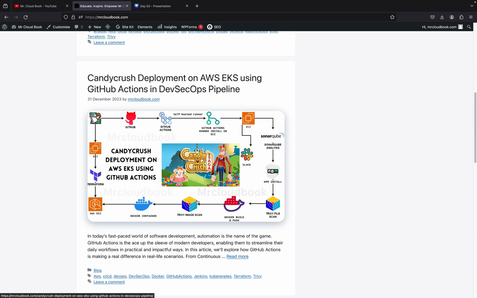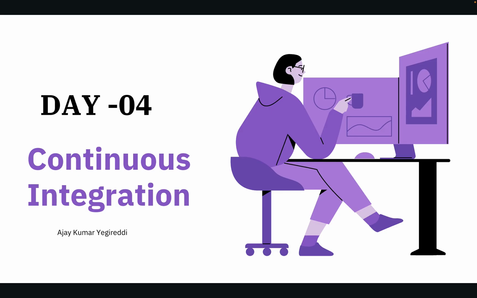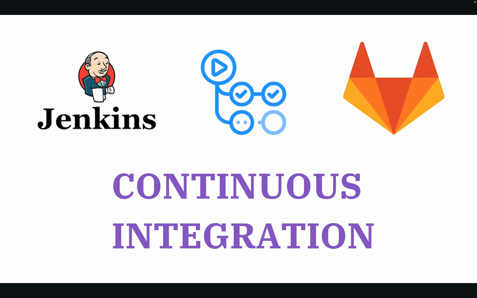I already made the PPT for this continuous integration. One minute. So let's start with continuous integration. Basically, continuous integration is a process of automated builds and automated tests. So we use Jenkins, GitHub Actions or GitLab CI as the continuous integration tools.